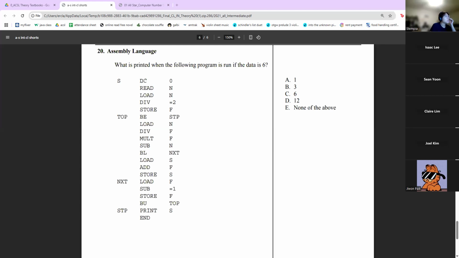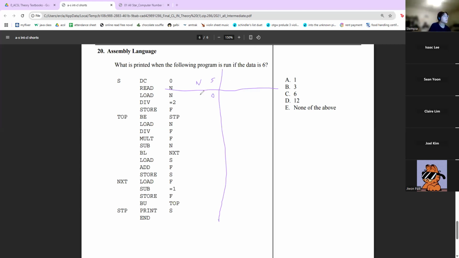Okay, if the data is 6, we see a read command here. That basically means we're establishing a variable n with the value of 6. We don't see any more reads here, so that's pretty much the only one. There's going to be more variables other than these two. I can tell just by looking at the rest of this, but for now, let's establish that. And then on the right-hand side, let's do some work.